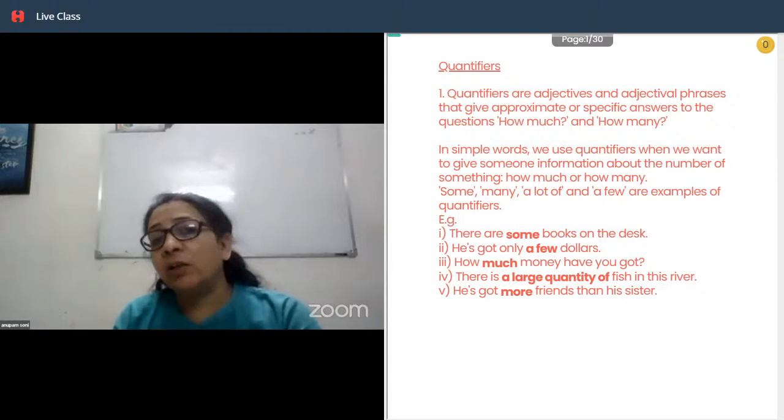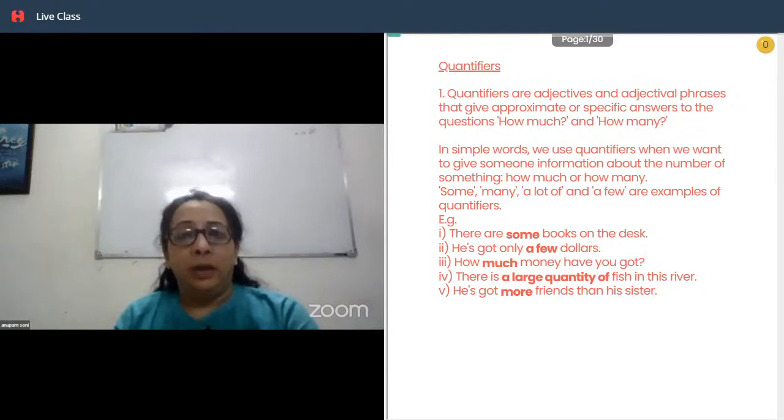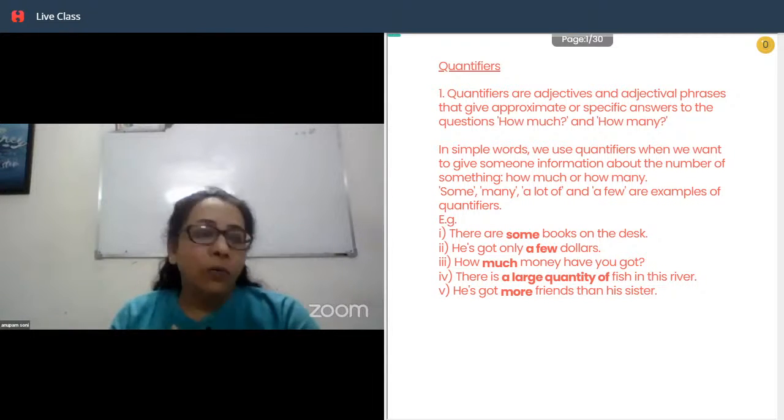Now, many is used for the counting part. Few can be used for what can be counted. But some, you can say there was some water left in the water bottle, but you cannot say there were 20 drops of water left in the bottle. No, that's not the way to speak, right? So there you will use some. The quantifier you use is some, and a lot of can also be used there. Look at the examples.